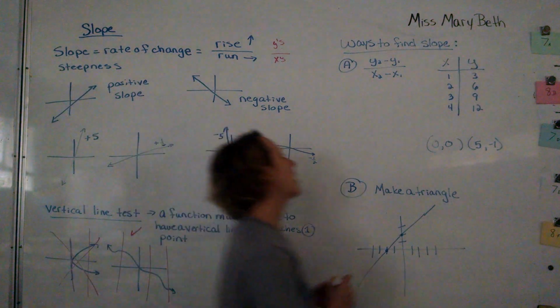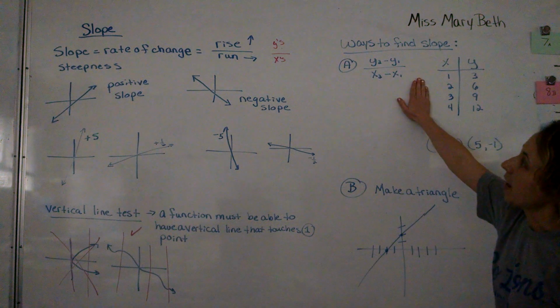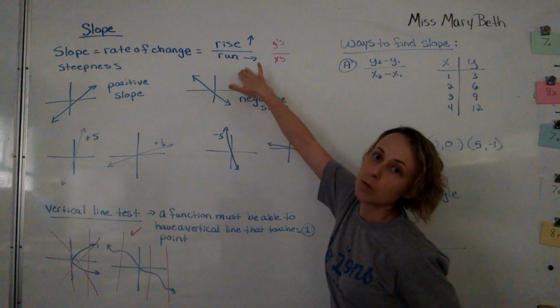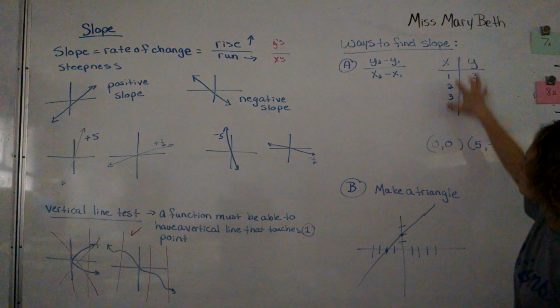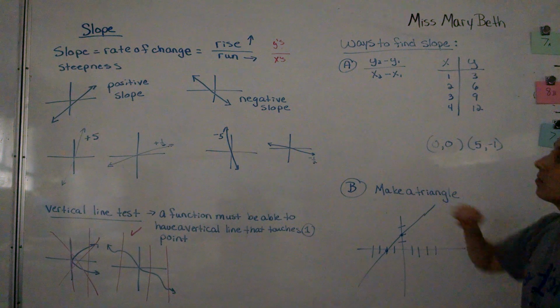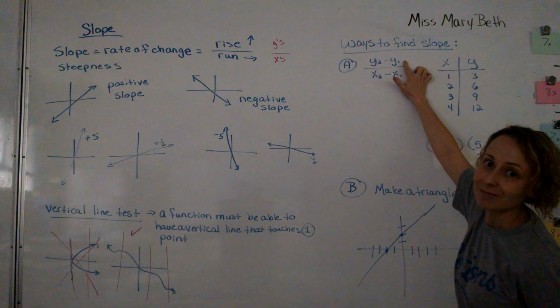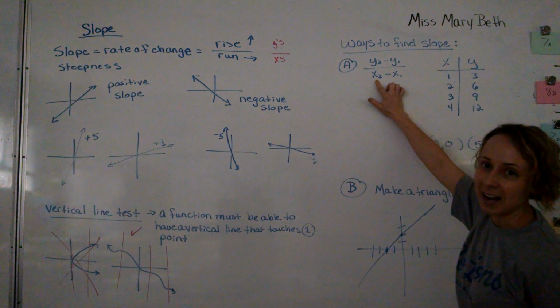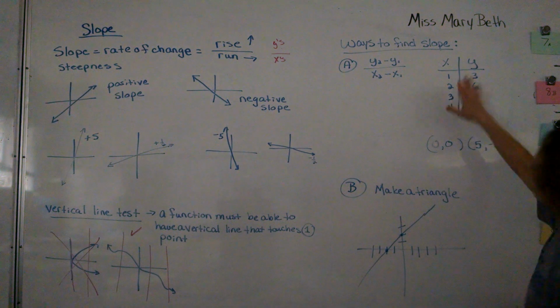Okay, so let's talk about ways to find slope. A couple of ways we're going to learn about. First way, remember it's rise over run, so our y's over our x's. If you have a chart, or just even 2 points where you have x's and y's, take the second y minus the first y, and then the second x minus the first x. Let's look at what that looks like.